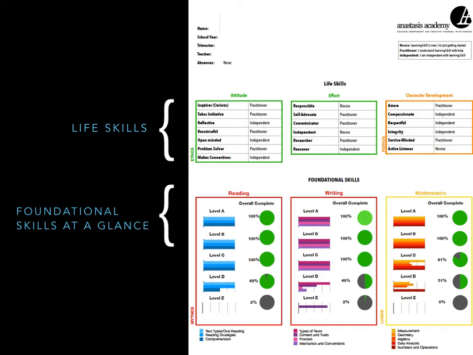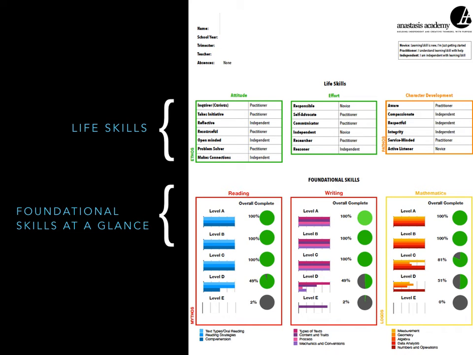How do they approach research, and then are they good at reasoning. Character development is the next section, and there we have awareness. That's awareness of themselves and others. Are they compassionate? Are they respectful? Do they have integrity? Are they service-minded? Are they an active listener? So you'll see those pieces toward the top.